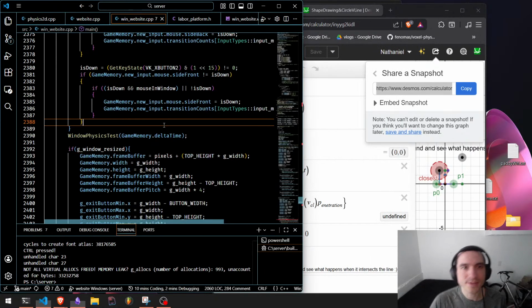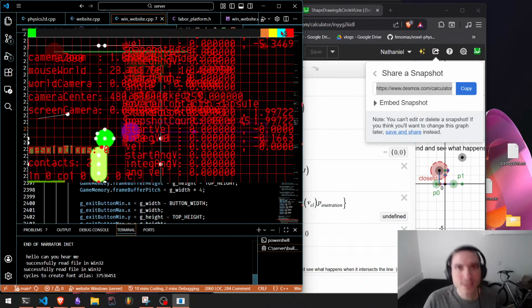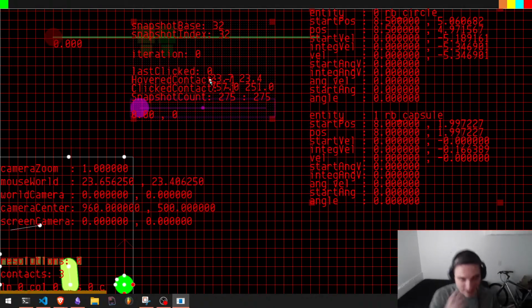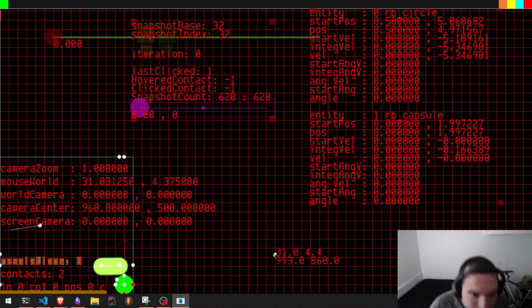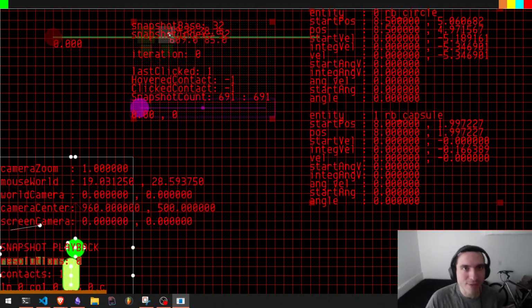Anyway, let's just get right into it. So, we're going to look at the engine. Let's take a snapshot of some point in time. Once the capsule's flopped over like that, let's drag it and drop it on top of the circle like that. That should not happen. We do not want something like that to happen.